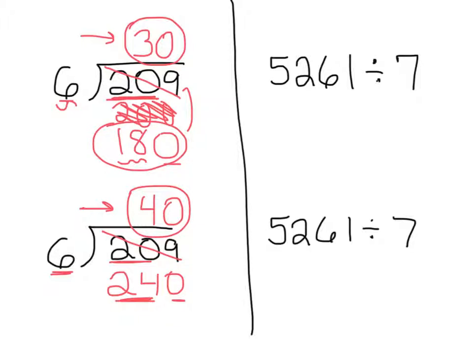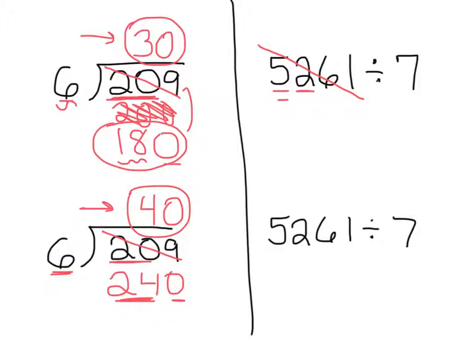Let's look at the one in the upper right. 5,261 divided by 7. So does 7 divide into 5? No. Does 7 divide into 52? Yeah, not evenly. So we need to think of a compatible number here. What can we change this to? Think of a number in your head right now that you can change this to.